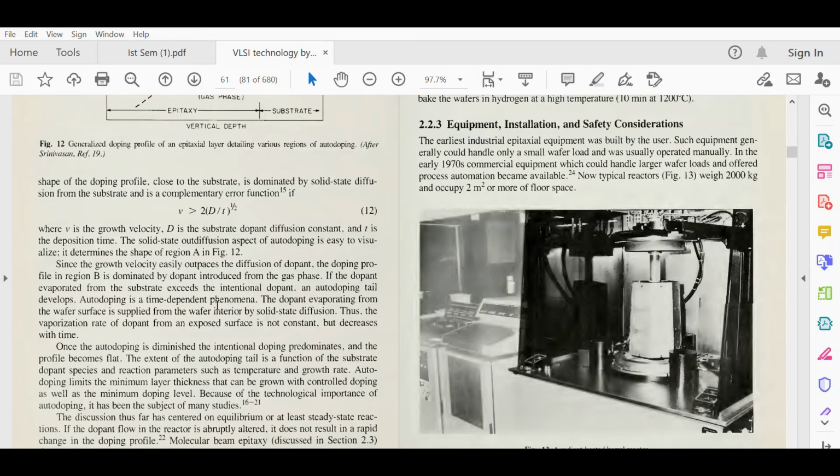Auto doping is a time dependent phenomenon. The dopant evaporating from the wafer surface is supplied from the wafer interior by solid state diffusion. Thus, the vaporization rate of dopant from an exposed surface is not constant but decreases with time. Once the auto doping is diminished, the intentional doping predominates, because there are times when the substrate is unable to produce the dopants.